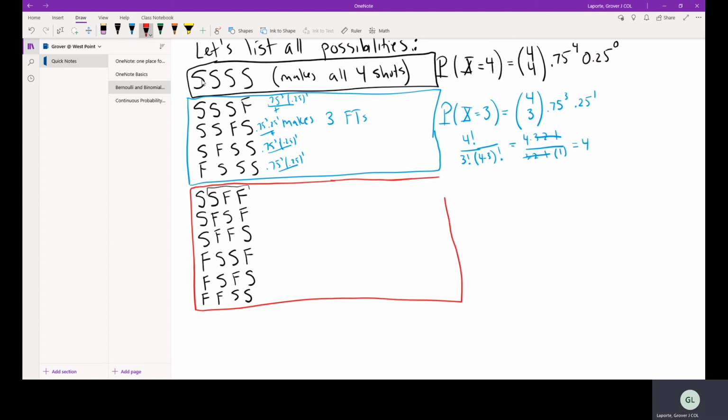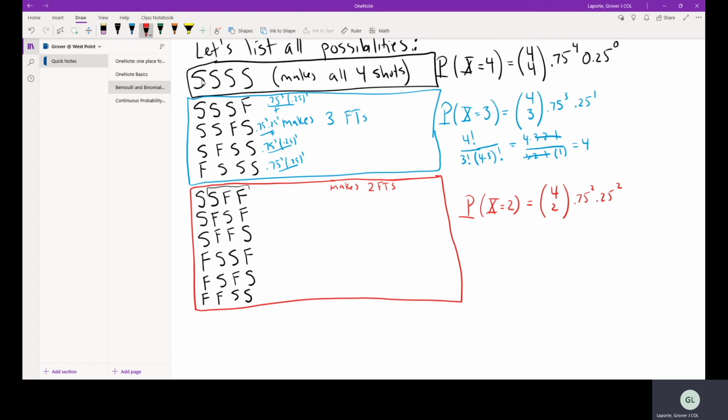So in this particular case, what we're talking about is makes 2 free throws. And what's the probability associated with it? It's the probability that X is equal to 2 is 4 choose 2 times 0.75 squared times 0.25 squared, right? Because for each one of these, we have 2 successes and 2 failures. 2 successes, 2 failures. So that's where you get these probabilities.